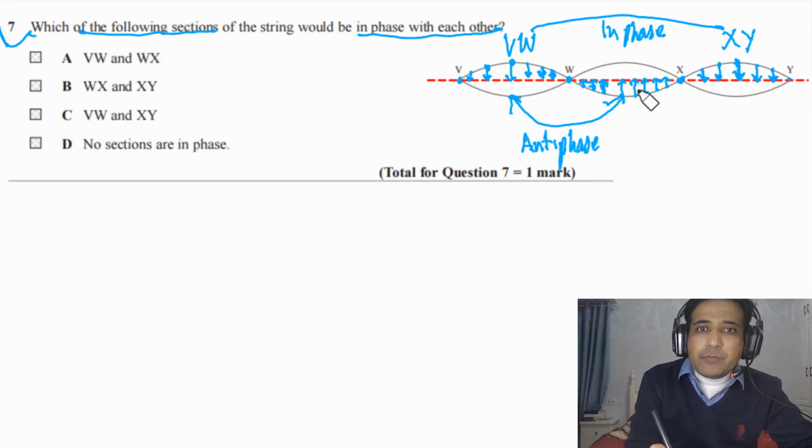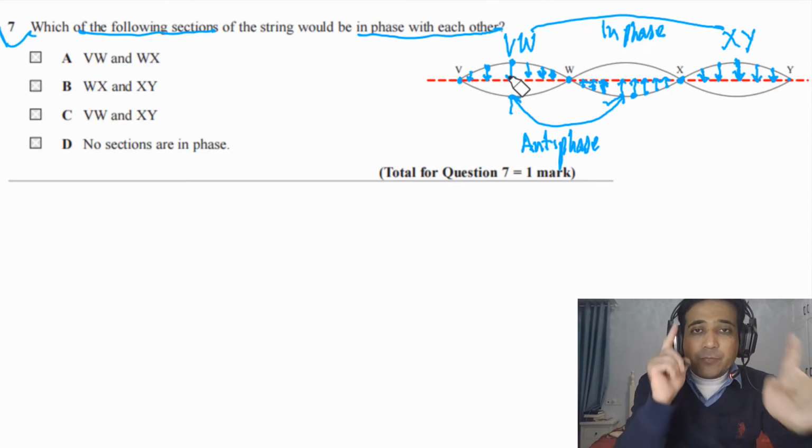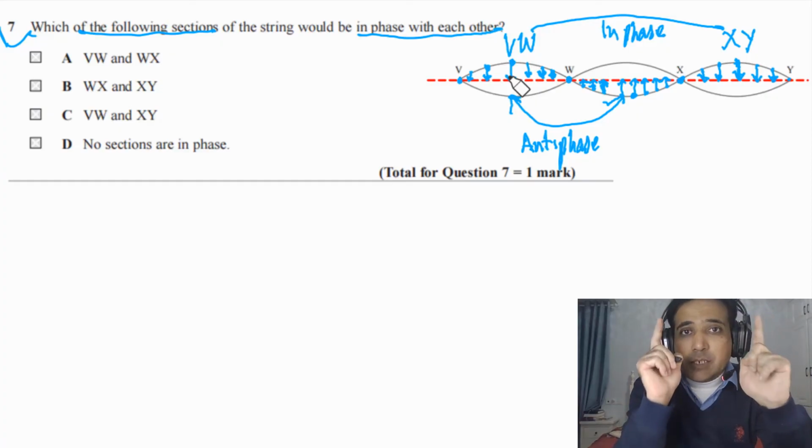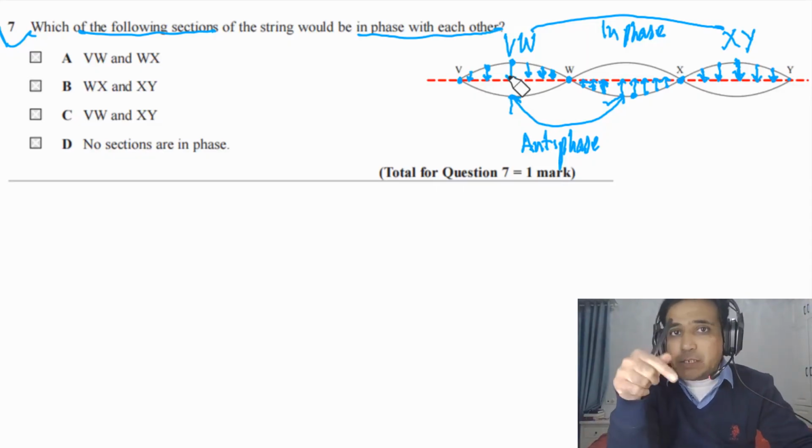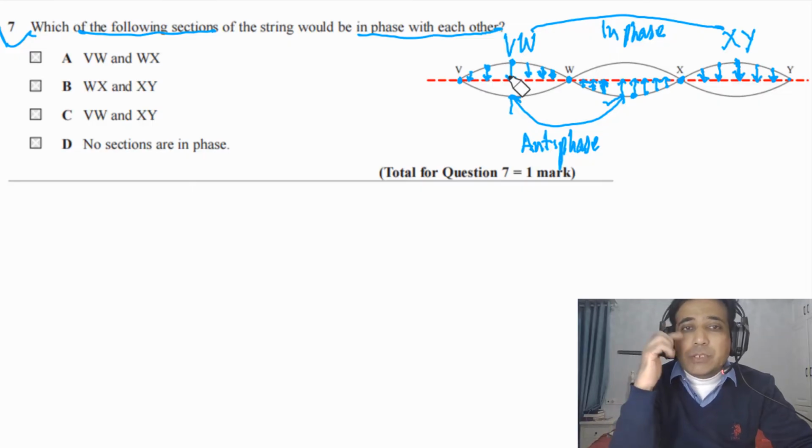It means that when this particle moves up from this point, this particle is moving down, so the phase difference is equal to 180 degrees. So these two particles will always be moving in opposite directions. Phase difference of 180 degrees means moving in opposite directions.